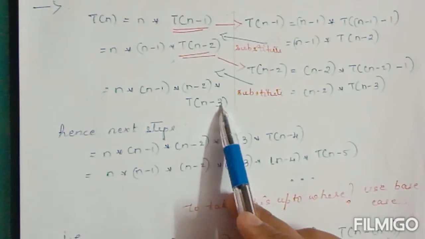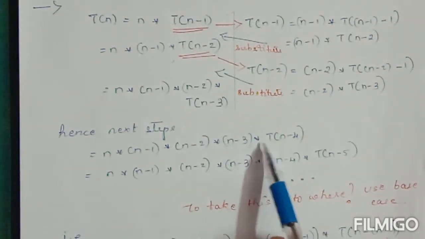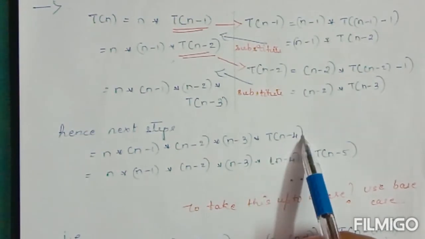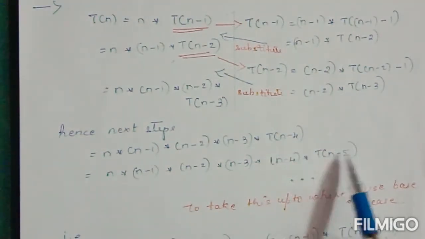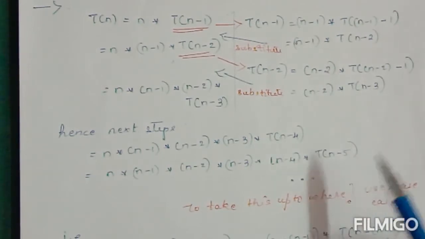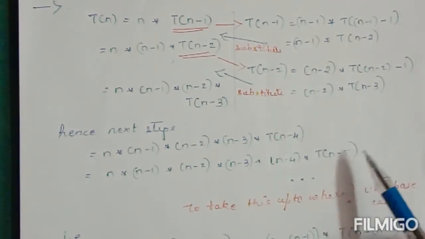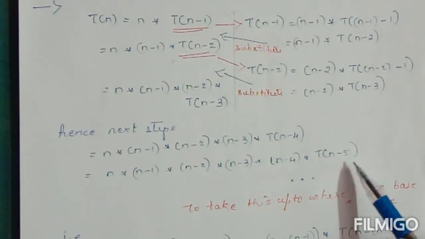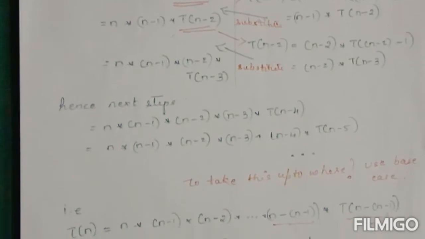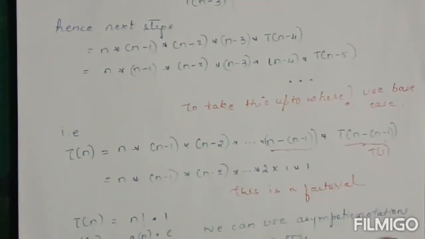This t of n minus 3 will be split as n minus 3 into t of n minus 4. The next step, this t of n minus 4 will be written as n minus 4 into t of n minus 5, and this will keep on going. Now till where will you take this? Till when will this particular thing keep going? It is till you reach the base case. So this is why we need a base case.